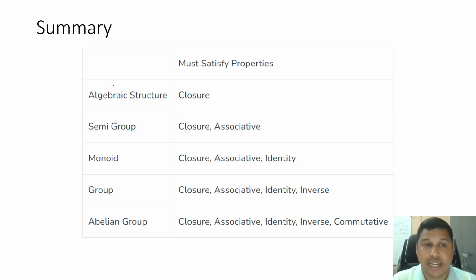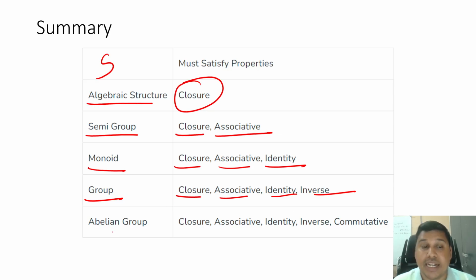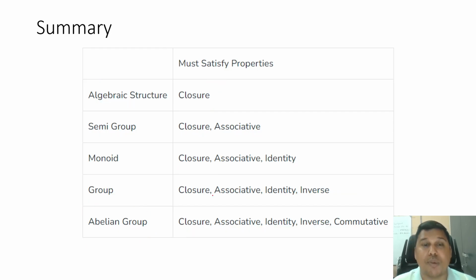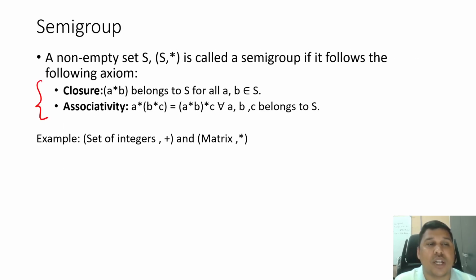Any set S can be called an algebraic structure if it satisfies only closure. It can be called a semi-group if it satisfies both closure and associative. It is a monoid if it satisfies closure, associative, and identity. It is a group if it satisfies closure, associative, identity, and inverse. It is called an abelian group if it satisfies all 5 properties. If you remember this, it is very easy, right? Semi-group means it satisfies closure and associativity.